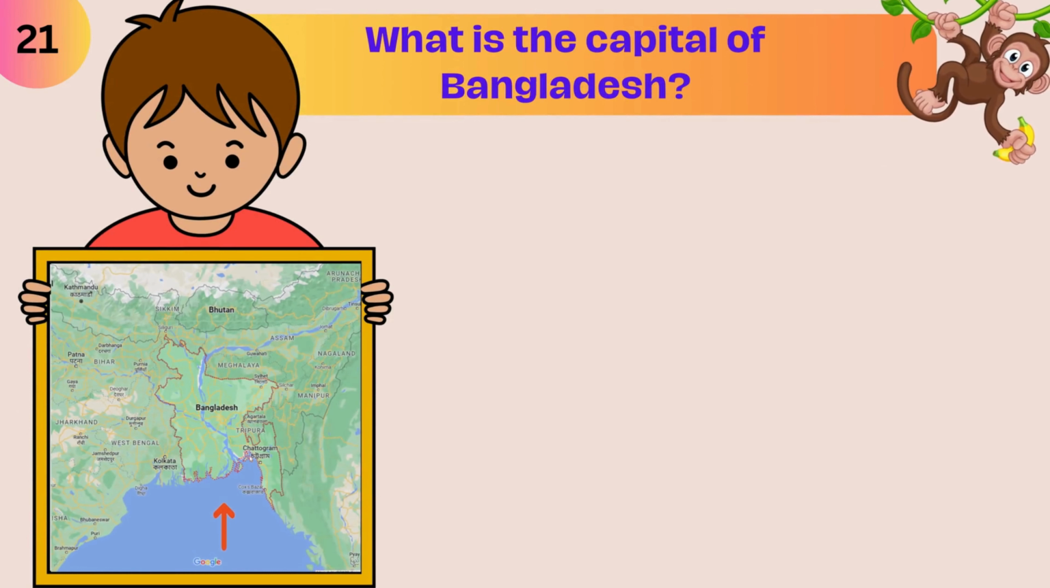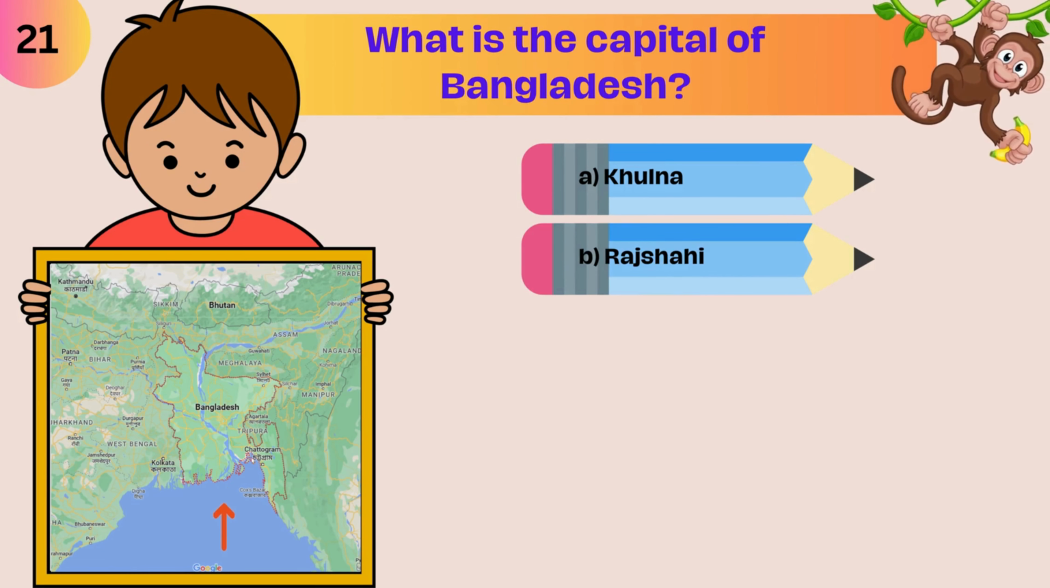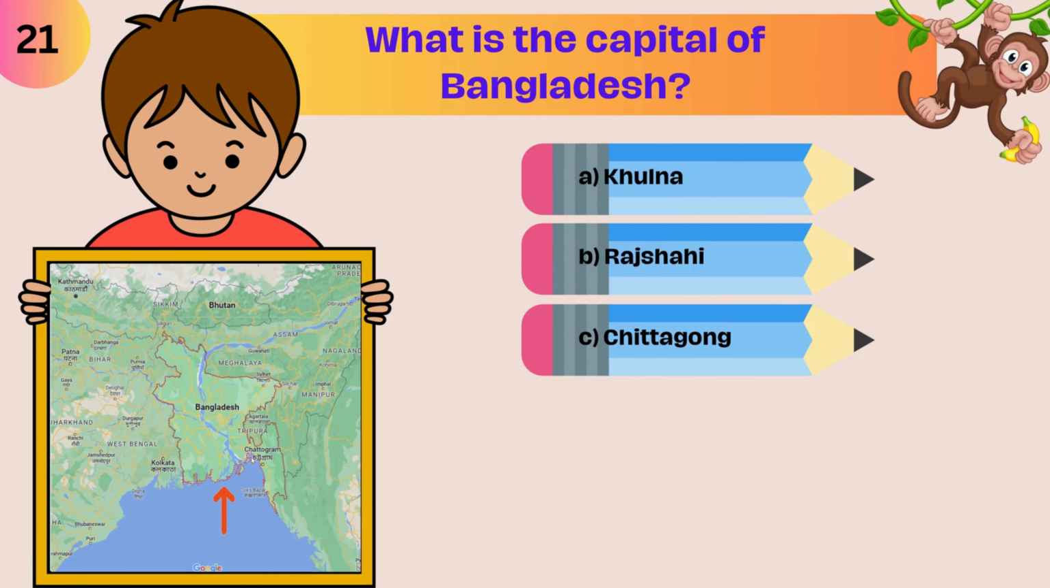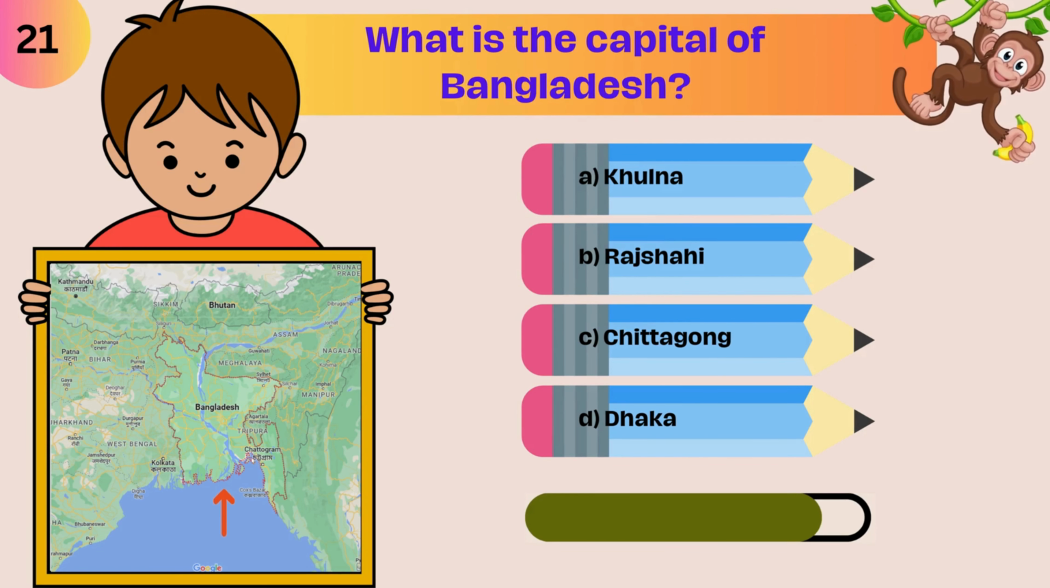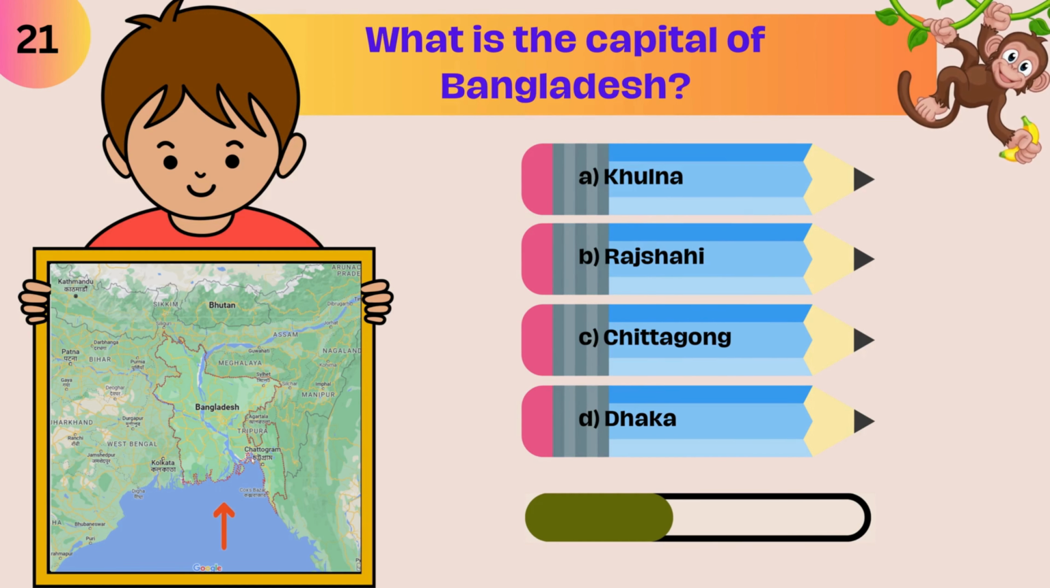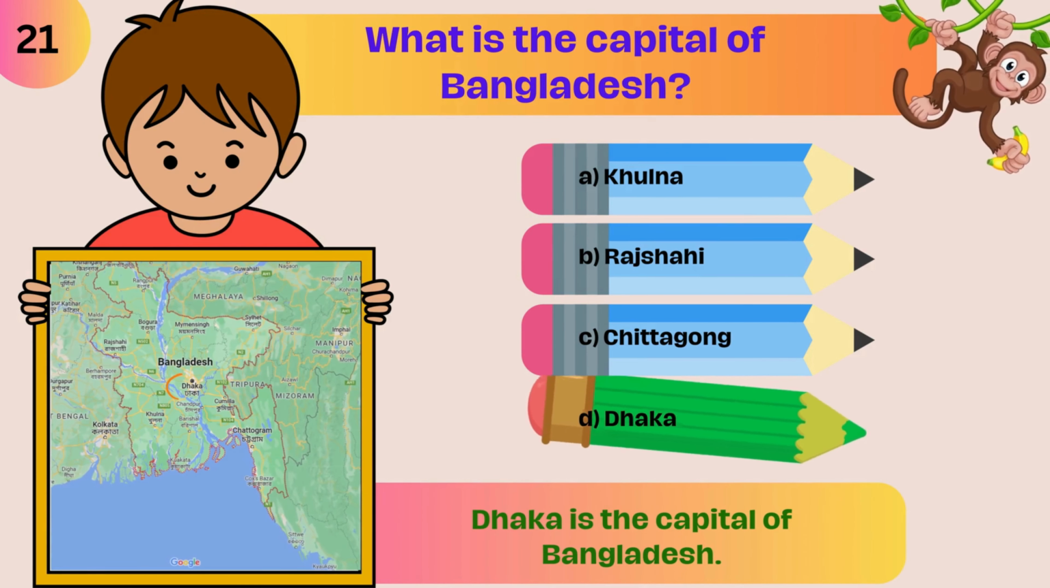What is the capital of Bangladesh? A. Khulna. B. Rajshahi. C. Chittagong. D. Dhaka. The right answer is D. Dhaka.